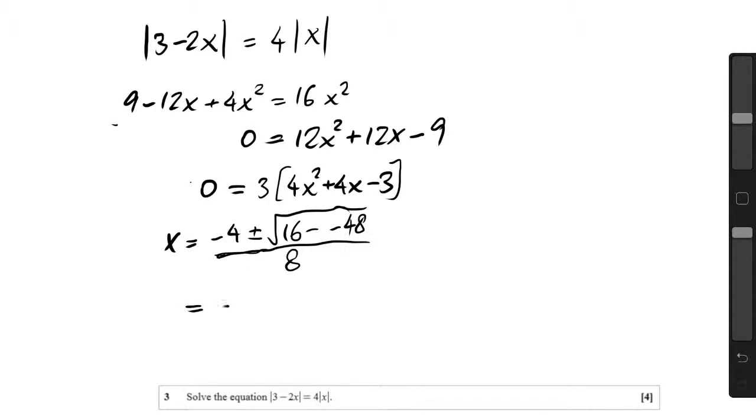that would give me minus a half plus or minus, so 16 minus minus 48 is 16 plus 48 gives me 64, and 64 square root is just 8, and 8 divided by 8 is just 1, and so now I have this minus a half plus or minus 1, which means that the solution is either a half or minus 3 halves.